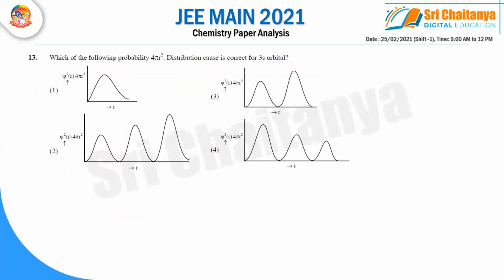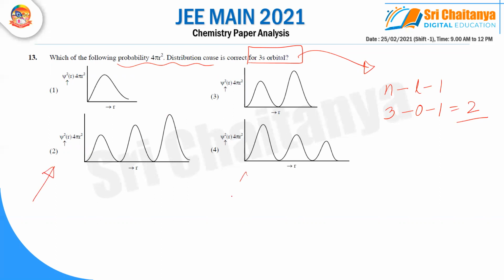They are asking about the probability distribution curve of 3s orbital. How to proceed with these kinds of questions? You have to just identify the number of radial nodes, which is given by n minus l minus 1. For 3s, the value of n is 3, l is 0, so it gives you 2. So that means you should have 2 nodes between the nucleus and the boundary of that particular orbital. That means what? The probability distribution function should become 0 twice between the nucleus and the boundary of that particular orbital. So check. Now we have 2 and we have 4.